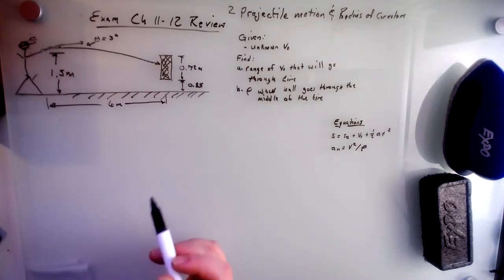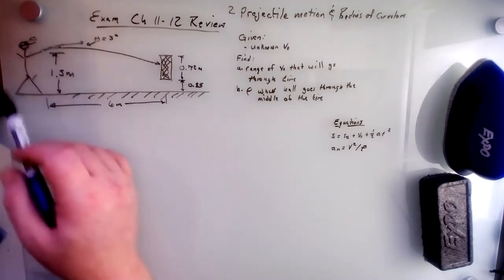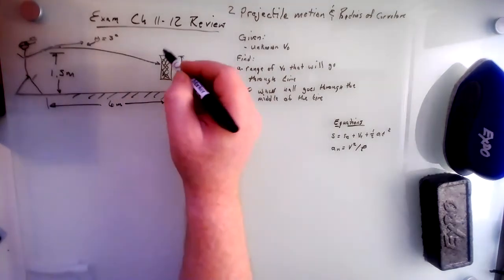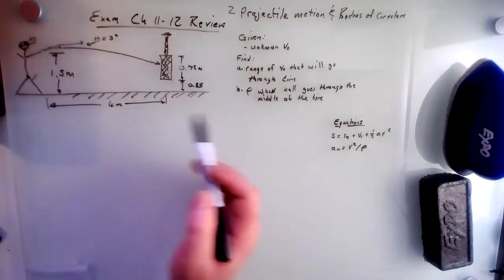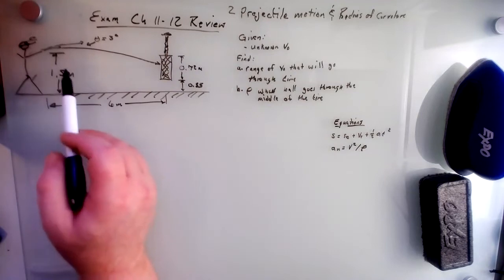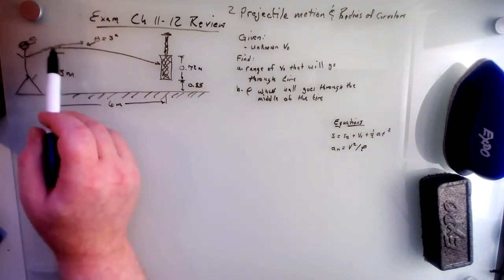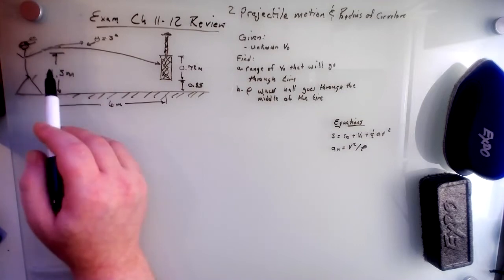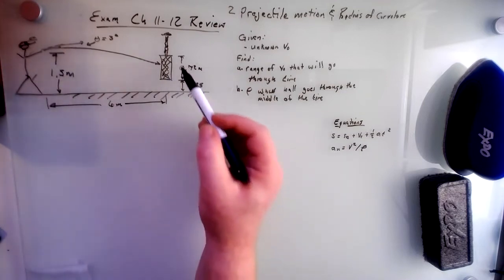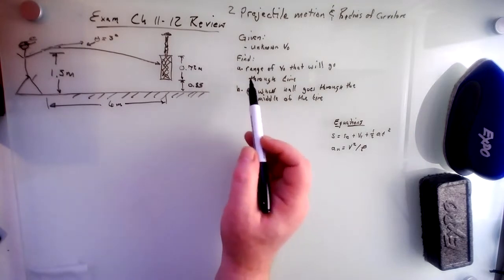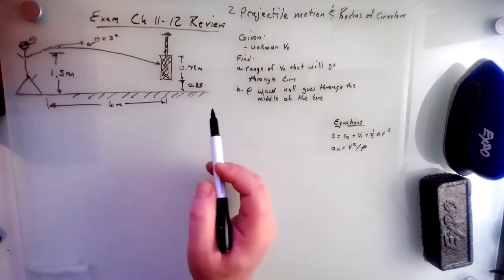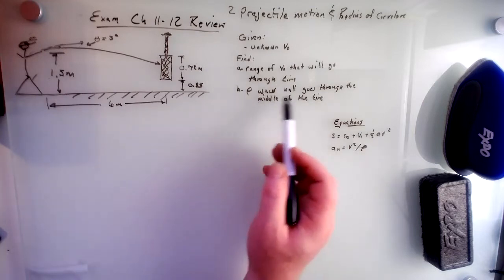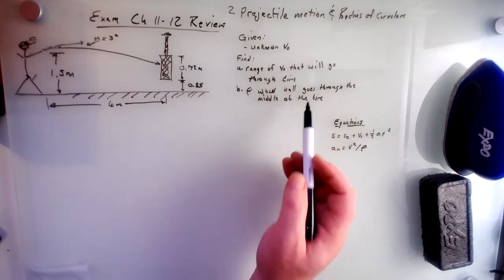So in this problem, we're given this situation: they're throwing the ball through a tire. It is attached to something, and there's an unknown velocity. They're throwing the ball at 3 degrees from the horizontal, 6 meters downfield, and there's a tire swing. We're asked to find the range of initial velocities that will go through the tire, and the radius of curvature when the ball goes through the middle of the tire.